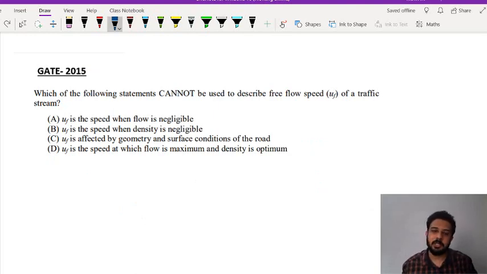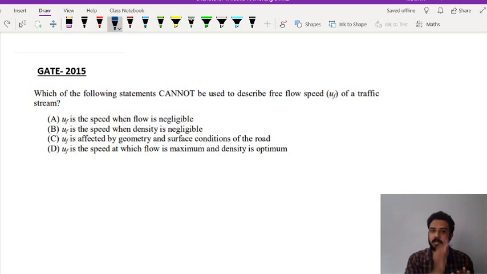Which of the following statements cannot be used to describe free flow speed of a traffic stream? Means which of the following statements is wrong? That's what they are asking. So they are asking something regarding Uf and the relationship between Uf and some flow density like that. So whenever they are asking such questions, what we need to do? We need to remember regarding our graphs.